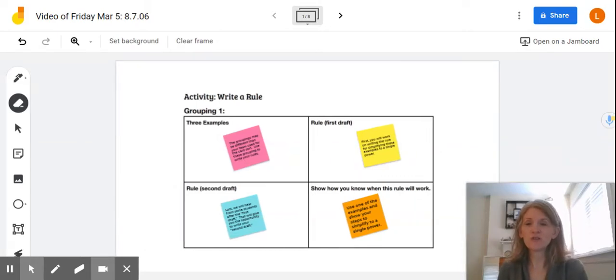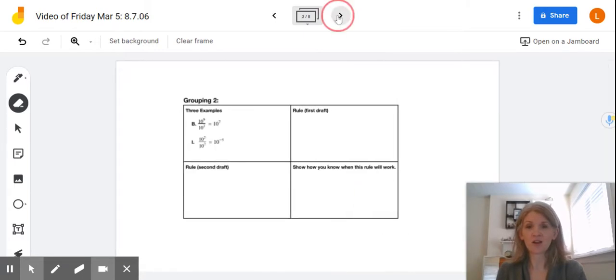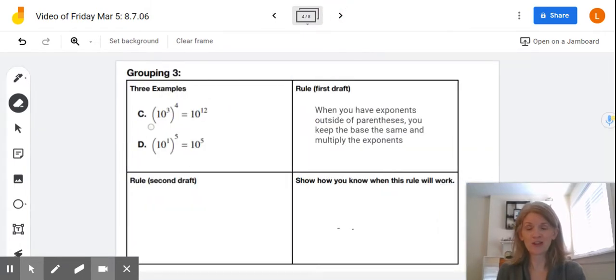Hello, I'm going to go over the Friday assignment, the Jamboard you're doing, where you're writing rules, and I'm going to do groupings 3 and 4 in this video. All right, grouping 3, and I've zoomed in so you can see it a little bit better.